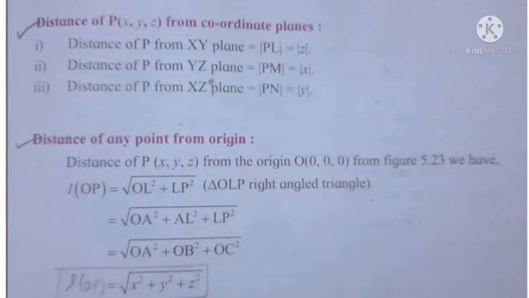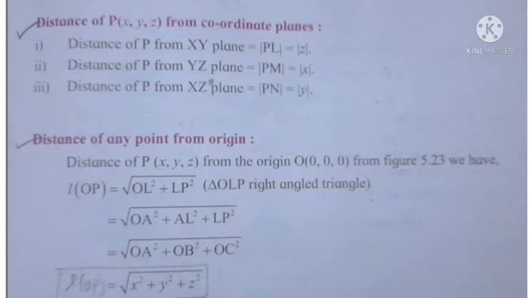Next one is the distance of point P(x, y, z) from the coordinate planes. See, distance of point P from the XY plane. What will the distance of point P from the XY plane be? The z coordinate will be the distance. That is, distance PL is equal to magnitude of z. Distance of P from the YZ plane will be the x coordinate. And distance of point P from the XZ plane is magnitude of y. Okay.